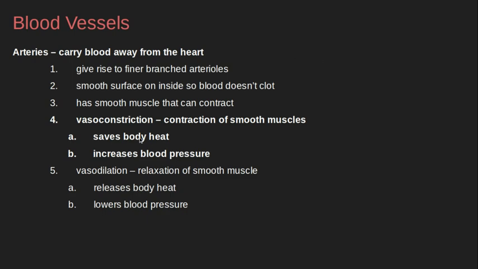As far as this, they have smooth muscle to contract. Vasoconstriction is the contraction of smooth muscles, and it helps save body heat. It increases blood pressure. Vasodilation is the relaxation of smooth muscle. It releases the body heat and lowers the blood pressure, so the opposite.